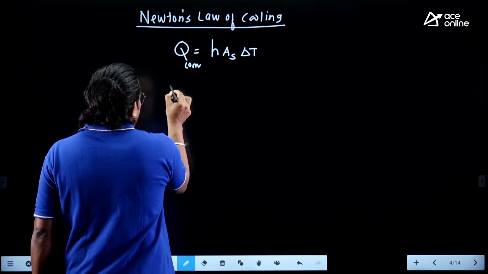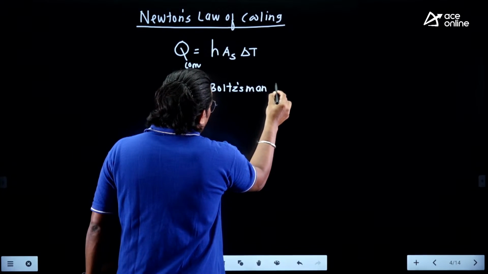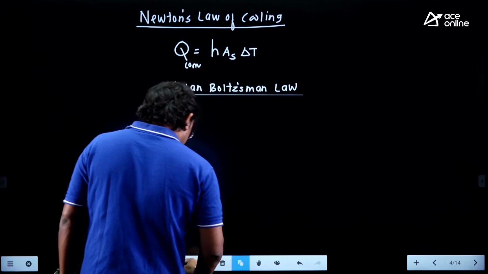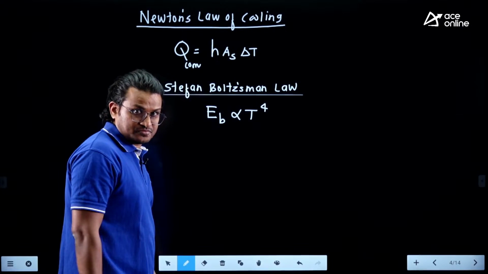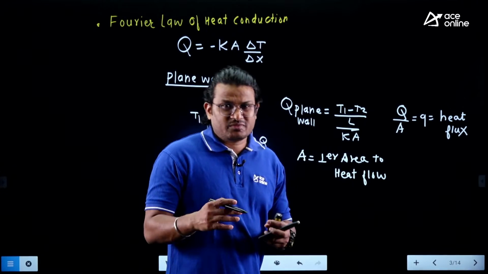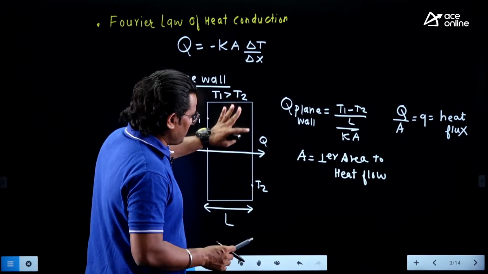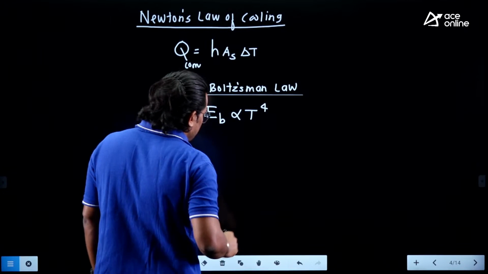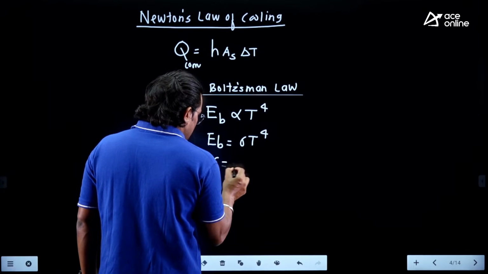Now, if you go to the radiation, then you have something called Stefan-Boltzmann law. Most of the questions will fall from these three equations. What does this law say? Emissive power of a black body is directly proportional to T raised to power 4. So first of all, I am giving you some hint of what you need to prepare. First you need to understand this is the Fourier law, this plane wall equation you should know. Then in Newton's law of cooling, h A s delta T. Then in radiation you have Stefan-Boltzmann law. If you remove the proportionality, then you will get sigma T raised to power 4. Sigma is the Stefan-Boltzmann constant.